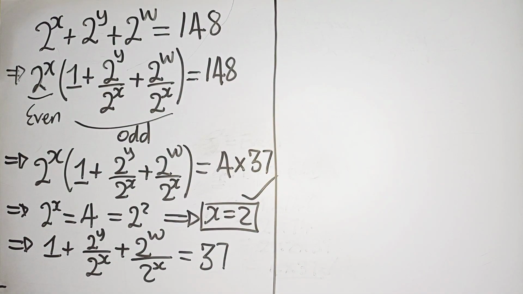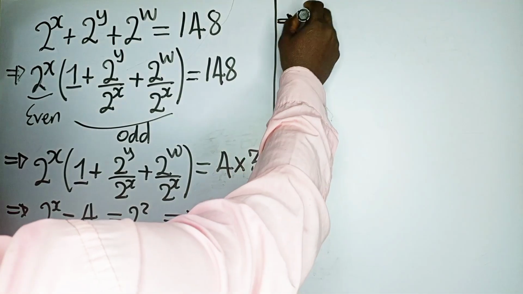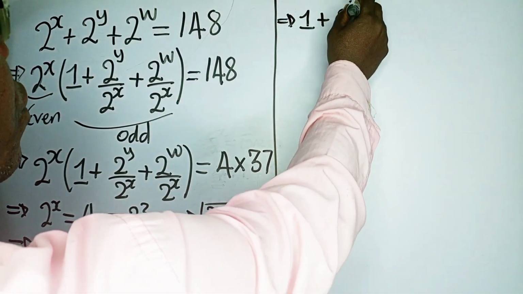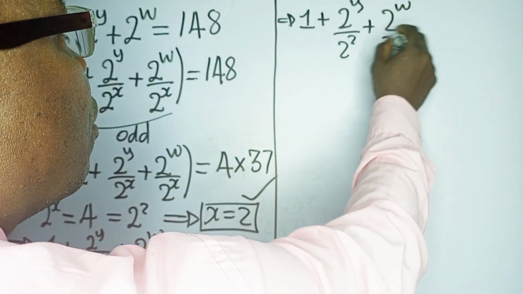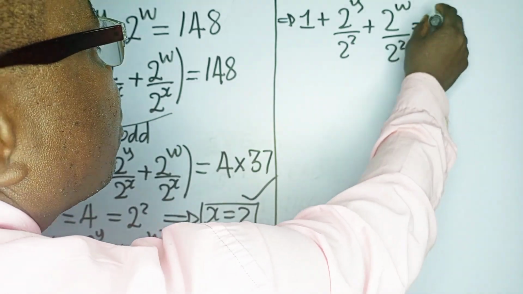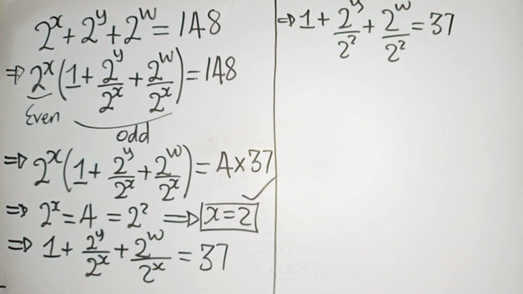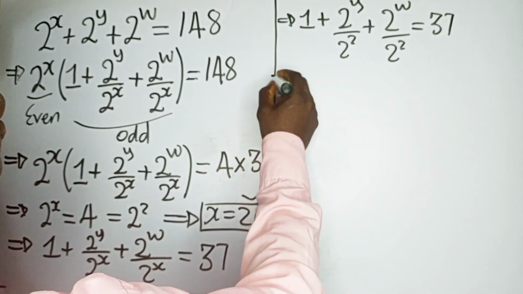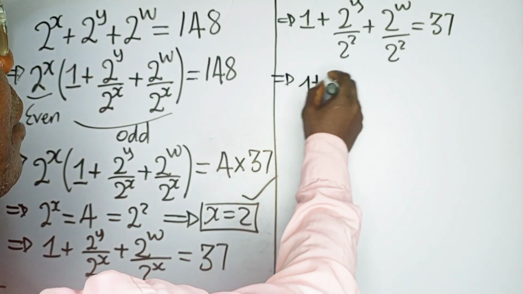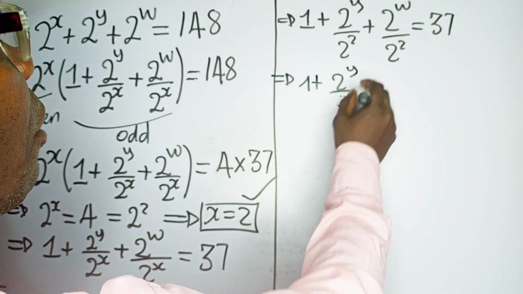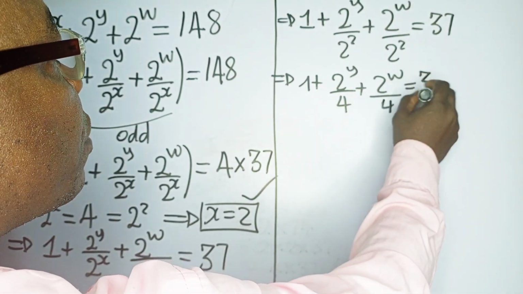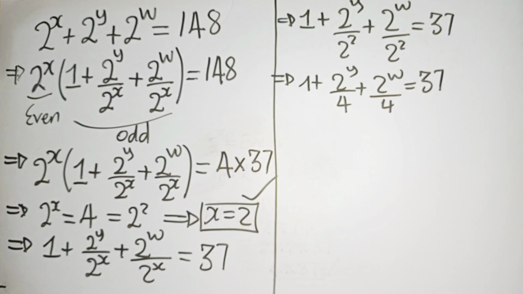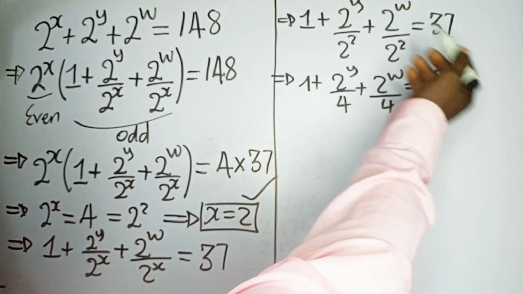Okay, now we know the value of x, so let's go ahead and put the value of x. We have 1 plus 2 to the y all over 2 squared plus 2 to the w all over 2 squared is equal to 37. 2 squared is 4. All right, we're going gradually. So we have 1 plus 2 to the y all over 4 plus 2 to the w all over 4 is equal to 37.